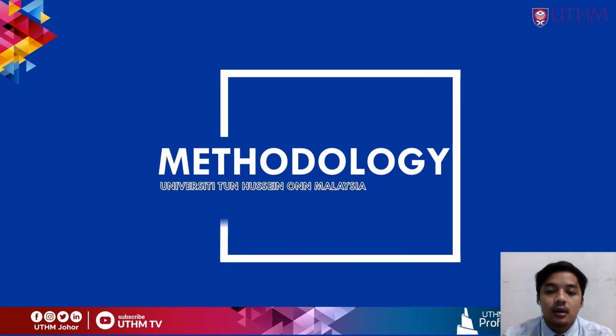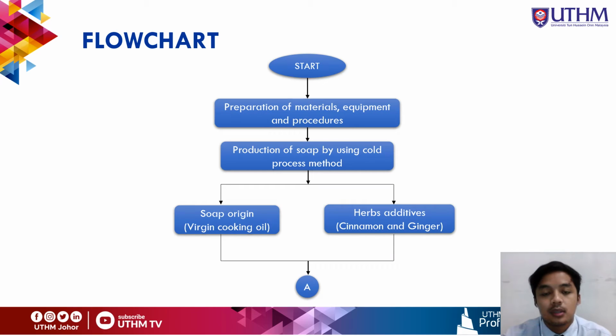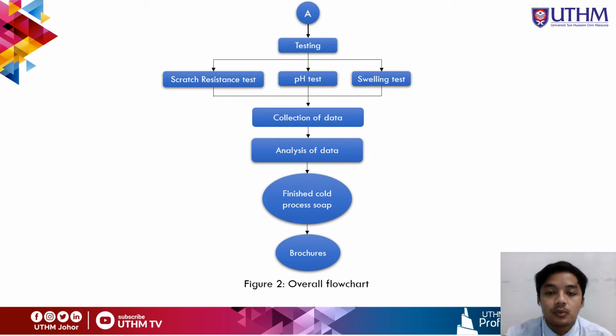Okay, so we will go to the methodology. Okay, so for the flowchart, we will start and then we prepare the materials and equipment, also the procedure, and we will produce the soap by using the cold process method. There are two main ingredients that we use in the soap, which are the virgin cooking oil, where we use the ceremony cooking oil, which is palm-based oil, and also the herbs additive we use, which are cinnamon and ginger powder. Okay, after we produce the soap, we will perform three tests, which are the scratch resistance test, pH test, and also the swelling test.